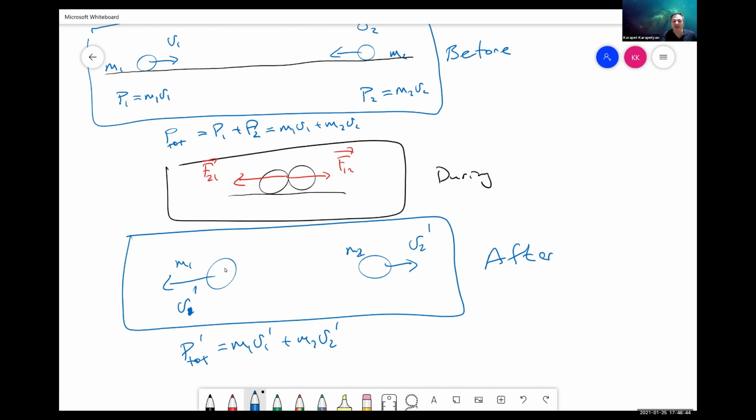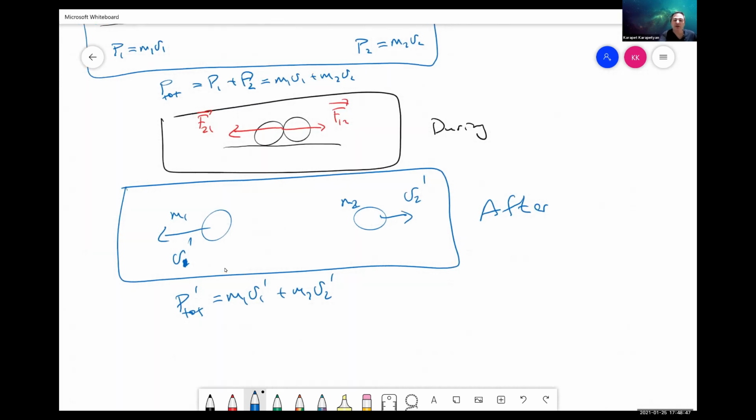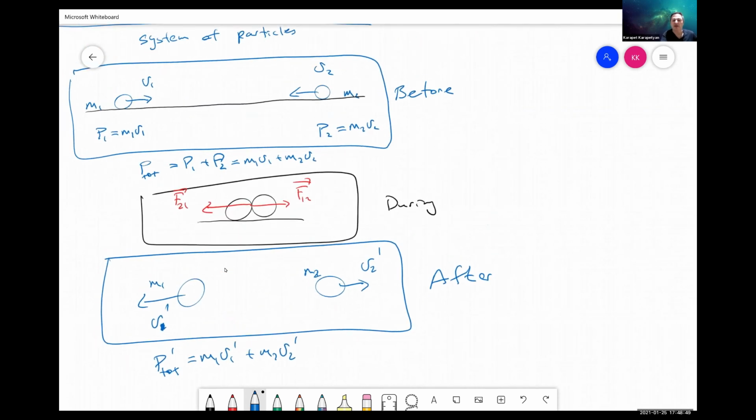Now, one thing I have done here is this. If I'm looking at, let's say, the change in momentum, delta P, then delta P here is equal to P total prime minus P total, which is system momentum after minus system momentum before. And we know delta P is equal to, let's say, the integral of F dt, but generally if there are more than one force, it's net force dt from T1 to T2.